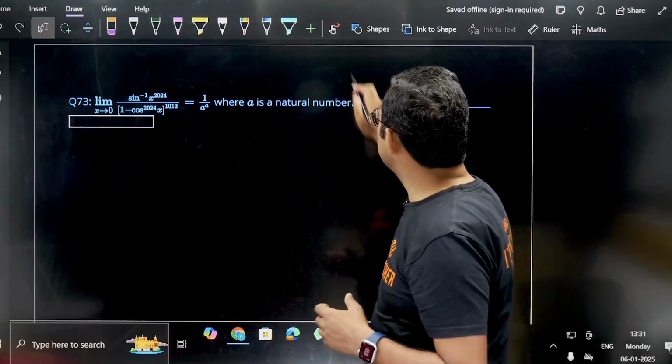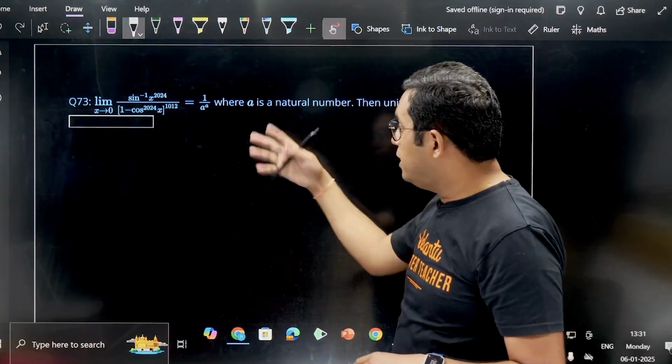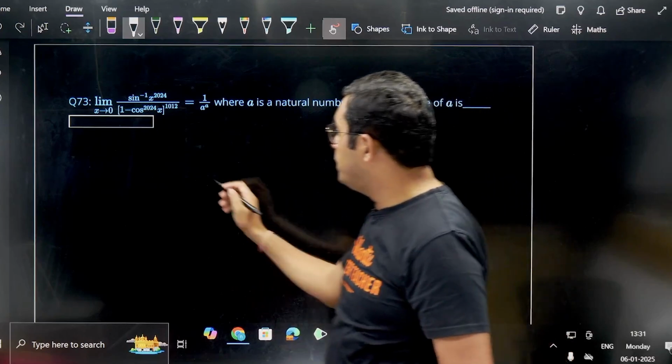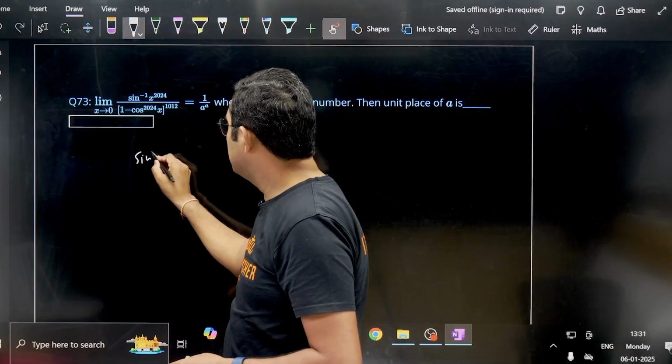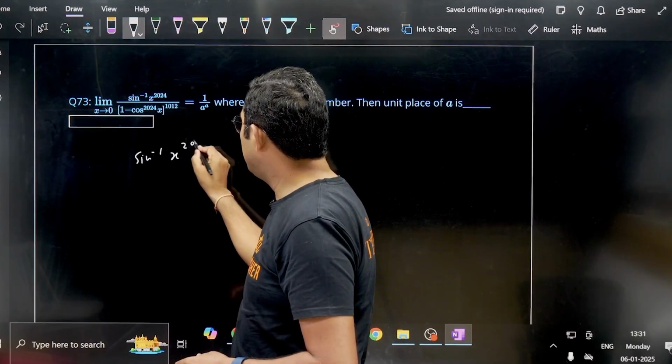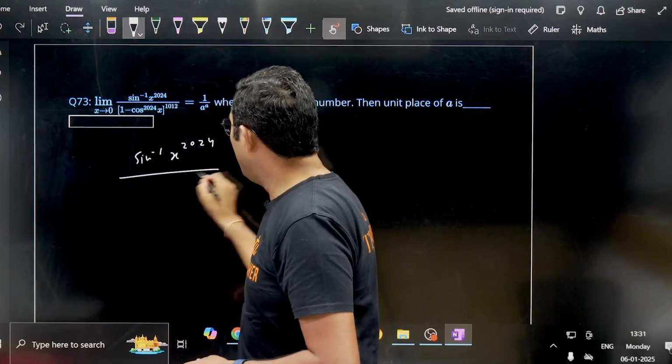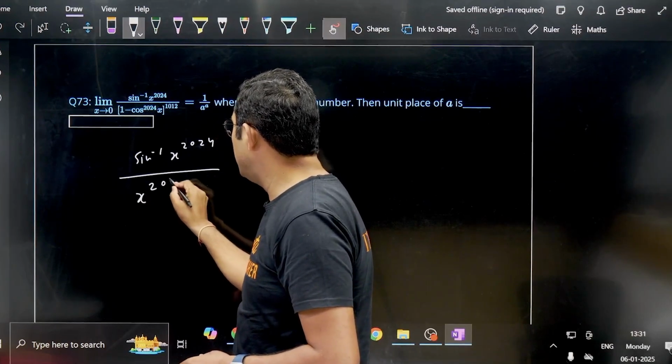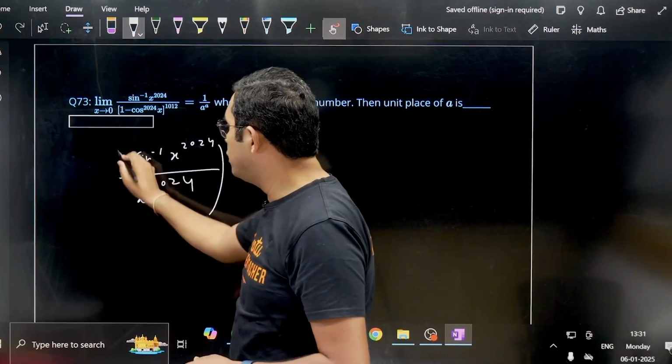Coming to the question number 73, here we let x tend to 0. Let us say, 7 inverse x raised to the power 2024 upon x raised to the power 2024. I think this will become equal to 1.